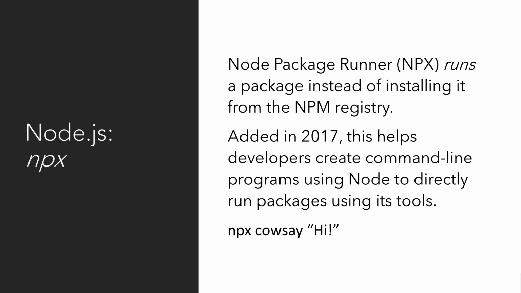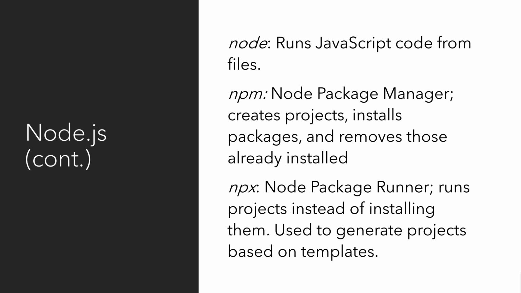So this video covered three different things used with Node. Node itself for running JavaScript code; npm, the Node Package Manager, for creating projects, installing packages, and removing those packages; and finally npx, the Node Package Runner. There are a number of other tools that come with Node, but these are the three main tools used with Node.js and most commonly used for most projects.